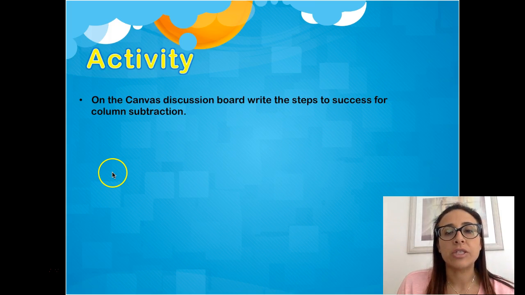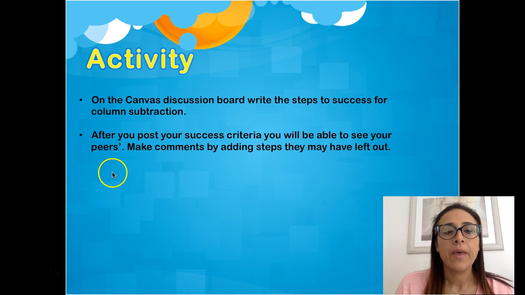On the Canvas discussion board, write the steps to success for column subtraction. After you post your success criteria, you will be able to see your peers'. Make comments by adding the steps that they may have left out.